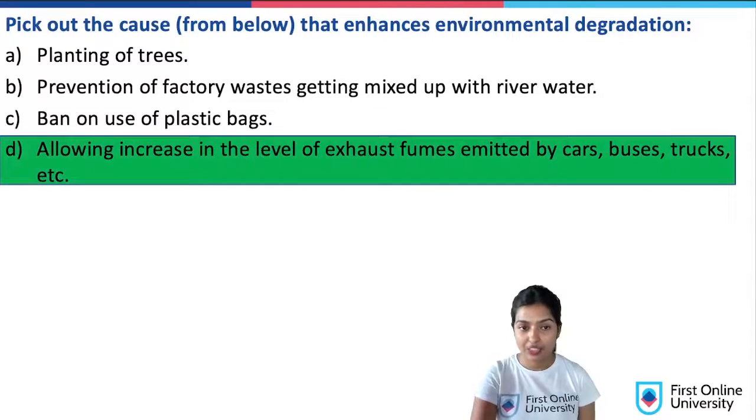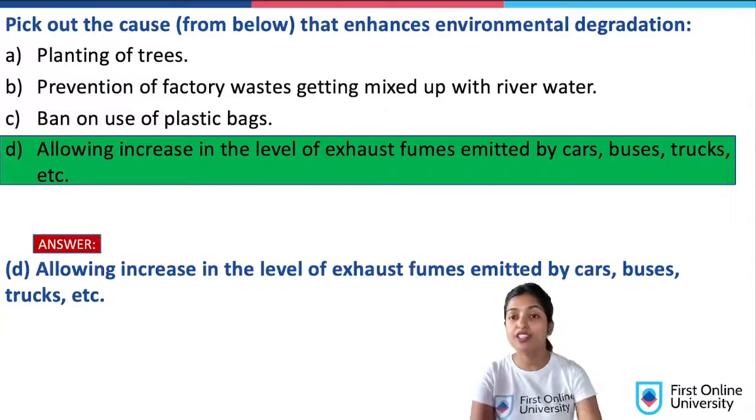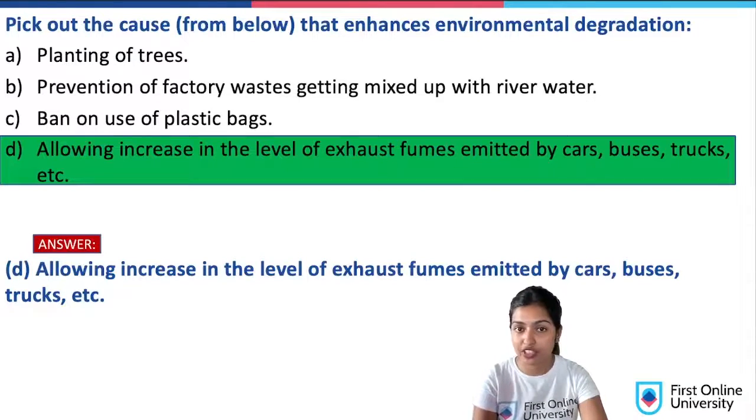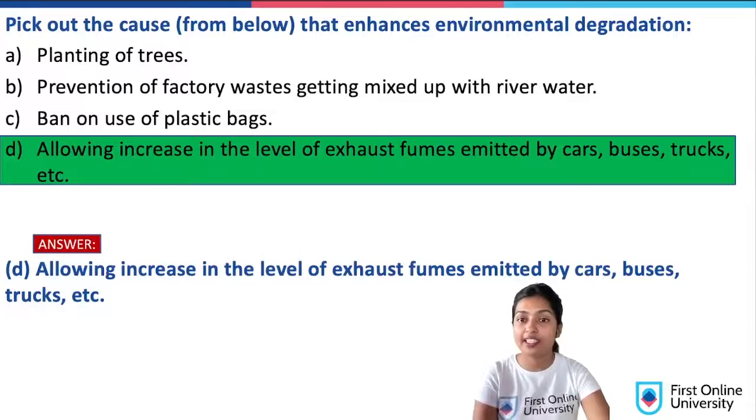The answer has to be D, allowing increase in the level of exhaust fumes emitted by cars, buses, trucks, etc. Why have we eliminated the three options? Planting of trees is also called afforestation, and it is not enhancing environmental degradation, but it is increasing environmental conservation, right?